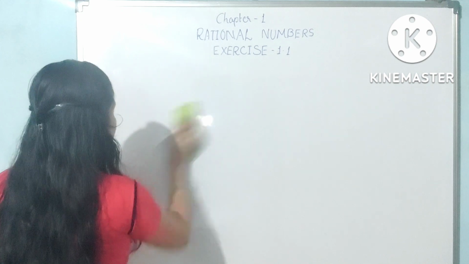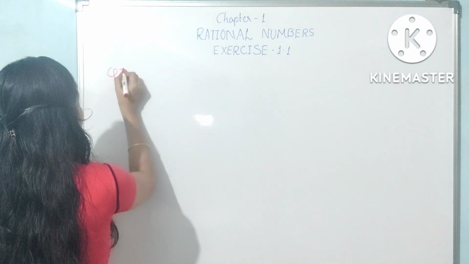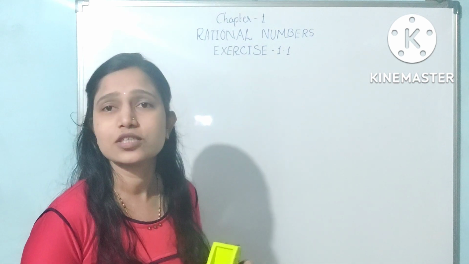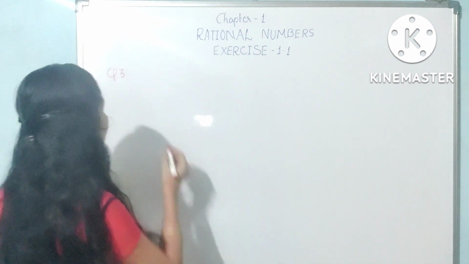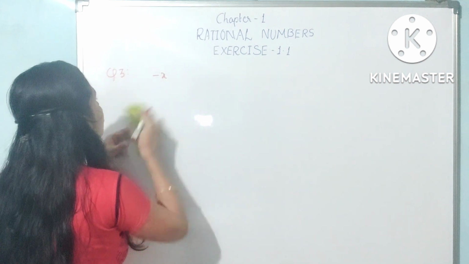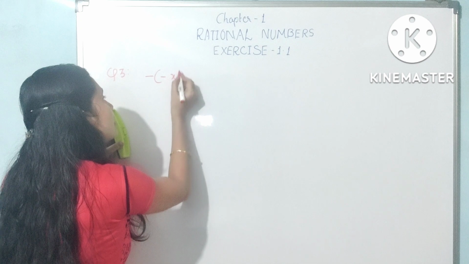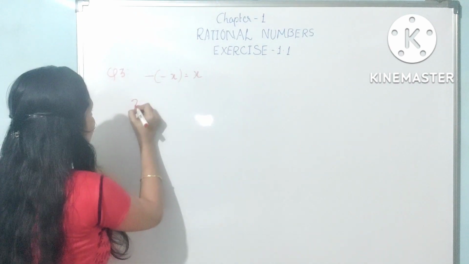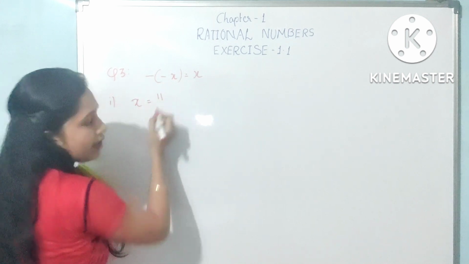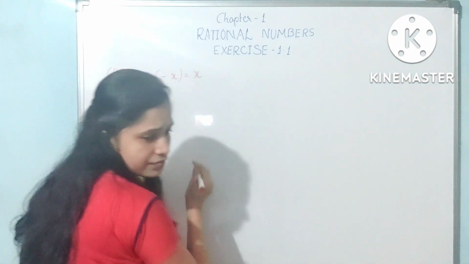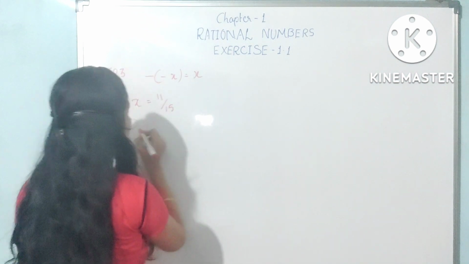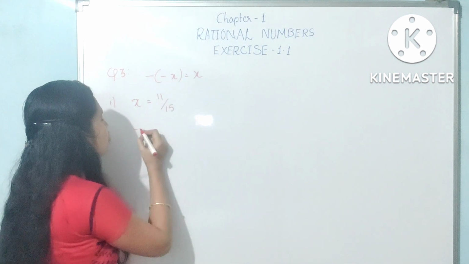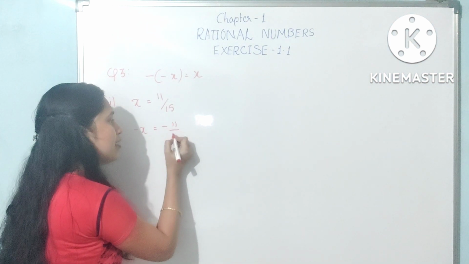So the next question, Q3, is verify that minus of minus x is equal to plus x. Okay. Verify minus of minus x is equal to x. But what is the value that they have given? X is equal to, first one is 11 by 15. Okay, 11 by 15. So now see here, what we have to do? We have to take minus x. So minus x is equal to minus 11 by 15.